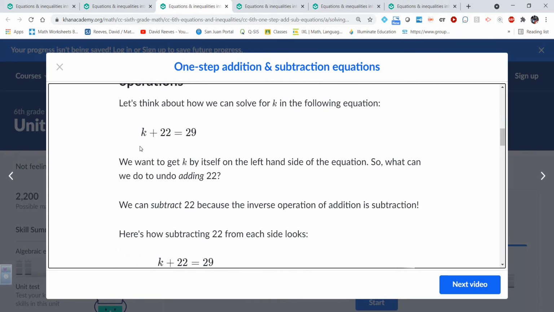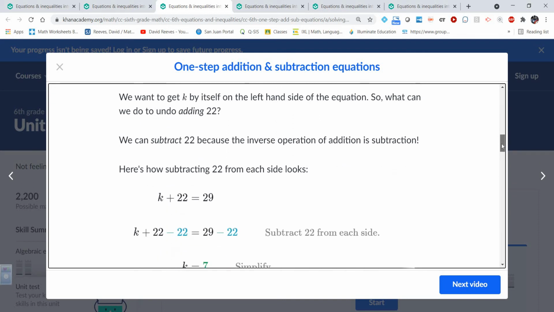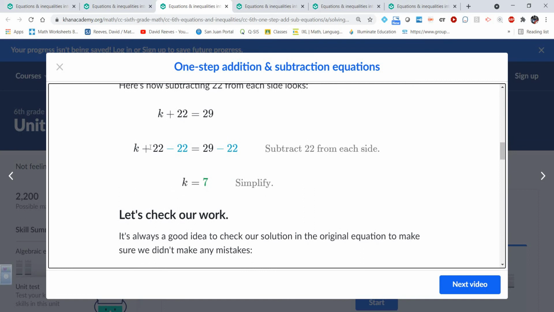All right, so if you take a look at here, we've got k plus 22 is equal to 29. So if our goal is to get that k by itself, we want to know what that k was before we added the 22. So we're going to use the inverse of adding 22, which is subtracting 22. So you can see right here they had k plus 22. They subtracted 22 on this side.